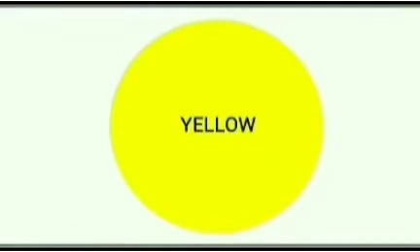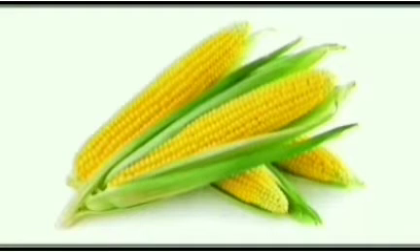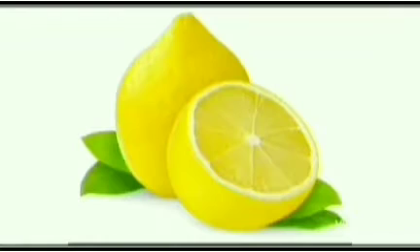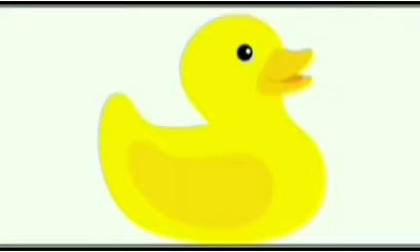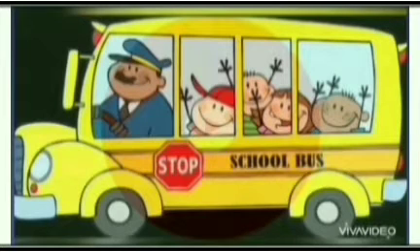This is yellow color. Children, now we will see things of yellow color. Corn, lemon, bananas, duck. Your school bus is also yellow in color.